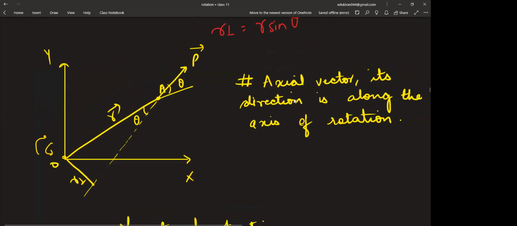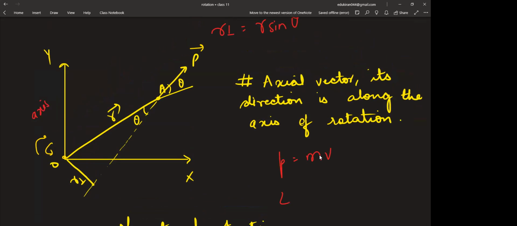Yes, it's an axial vector. When we say axial vector, it means its direction is along the axis of rotation. If this is the axis of rotation, its direction will be along the axis of rotation. The same thing is true for angular velocity, angular acceleration, and torque also. So just remember, use MV. Now, one more formula.